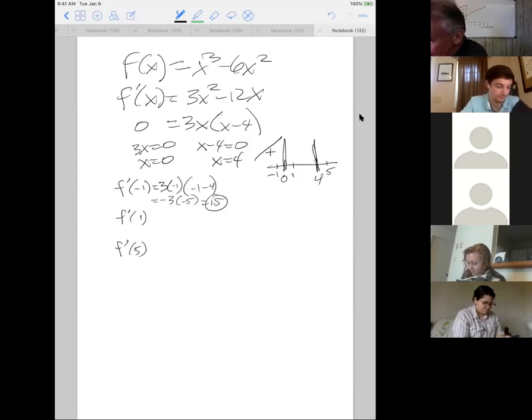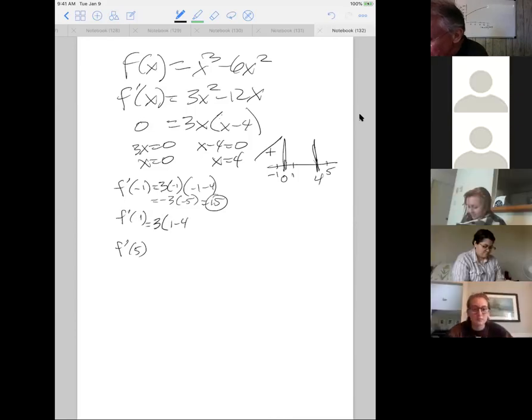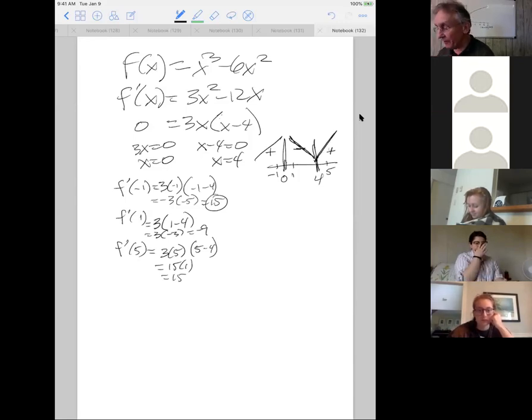Then plugging in 1, I get 3 times 1 minus 4, which is 3 times -3, which is -9, negative here. Then we plug in 5, and we get 3 times 5 times 5 minus 4, which is 15 times 1, which is 15, which is positive, here. So it verifies that we have a change of positive to negative here, so there is a local max here, and there's a local min here where the slope changes from negative to positive.